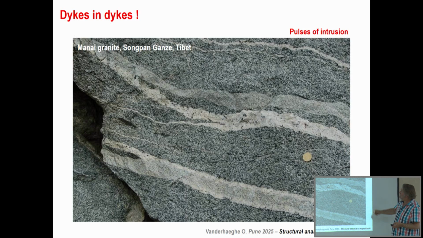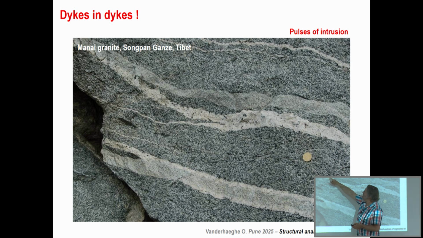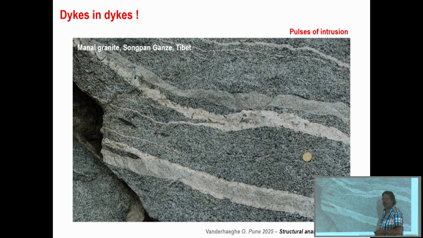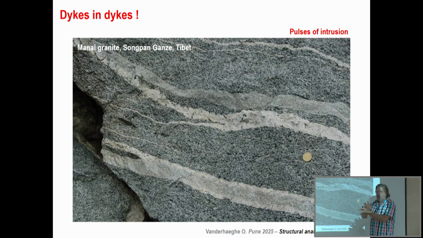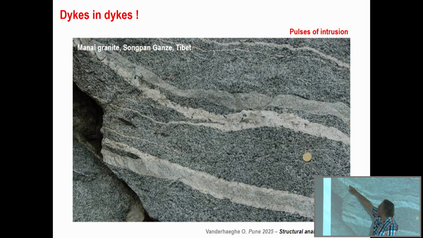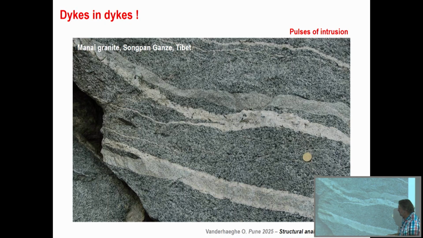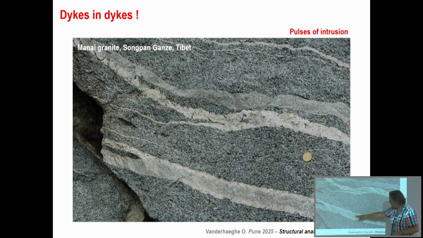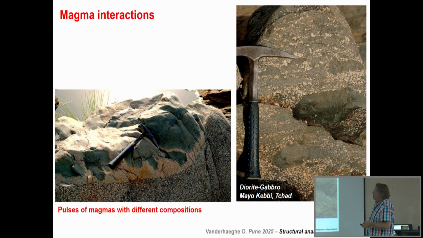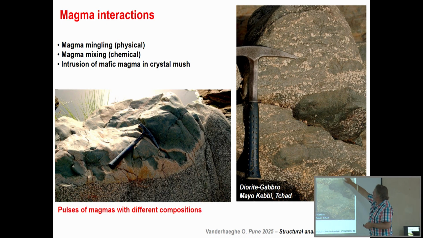Dikes in dikes: two dikes that are separate from each other, and then up here they become the same dike. We saw that yesterday with the DPEC, of multiple intrusions. So it's not always differentiation of the same magma. It might be one magma that comes into another one. Same here. And magma interactions, magma mingling between a mafic magma and a felsic magma.